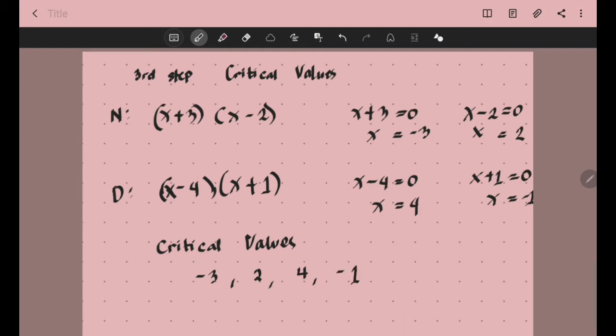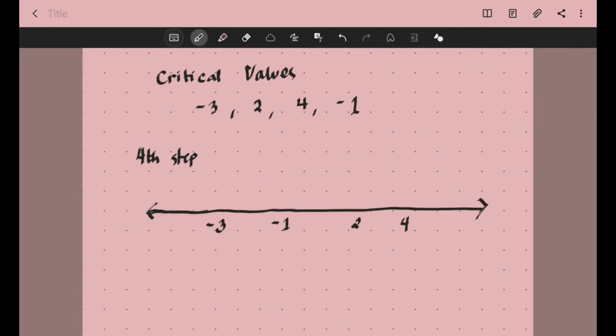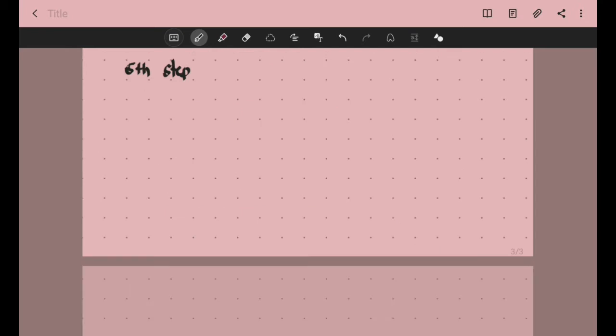So for our fourth step, this time we plot our critical values on the number line. Since negative 3 and negative 1 are negative integers, they lie on the left side on a number line, while 2 and 4 are positive, so they lie on the number line at the right side. Our fifth step is to substitute those critical values to the inequality.